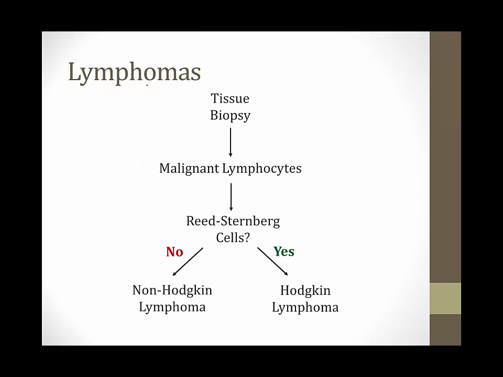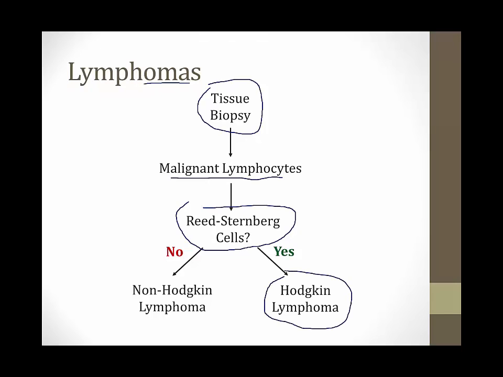So remember what I told you before, lymphomas have the word oma in their name, and that means that the malignant cells form a mass. So the way you make a diagnosis of a lymphoma is by performing a tissue biopsy of the mass. Often it's a tissue biopsy of a lymph node. That biopsy sample will be examined by a pathologist, and if it's a lymphoma, there will be malignant lymphocytes seen under the microscope. The pathologist will then look for presence of a particular type of malignant lymphocyte called a Reed-Sternberg cell. If Reed-Sternberg cells are present, then it is a case of Hodgkin lymphoma. If there are no Reed-Sternberg cells, but there are still malignant lymphocytes, then it is a case of non-Hodgkin lymphoma.